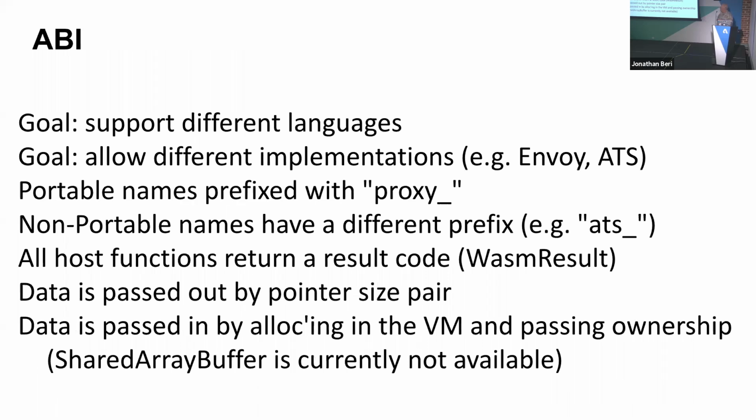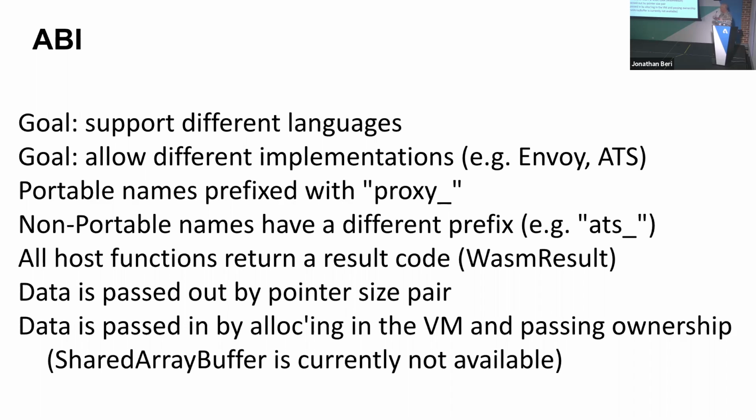So on the ABI front, this is the low-level interface, we want to make sure that we can support different languages. We want to allow for implementation-specific stuff. And so we prefix everything with a fixed name when it's portable, and a different name when it's not portable. Currently, we're having all the functions return a common error interface, like errno. Because this is low level, you're not really expecting the users to deal with this, but we do want the API implementers to have access to good error reporting.